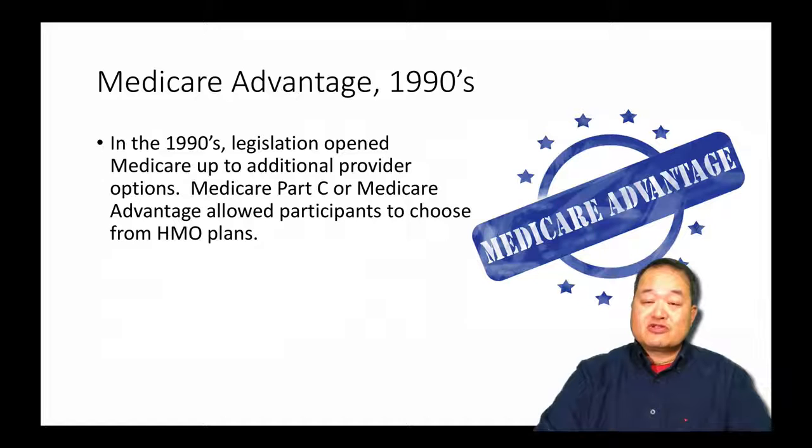In the 1990s was the first time Medicare was really revamped, and that revamped Medicare was called Medicare Advantage. In the 1990s, legislation opened Medicare up to additional provider options. Before the 1990s, Medicare was primarily provided by the government. It was federally funded, and the funding for medical care was provided by the government. It wasn't until the 1990s that it opened it up to other providers, and the majority of these providers were the HMOs. So Medicare Part C, or Medicare Advantage, is really Medicare that allows participants to choose HMO coverage rather than government coverage.